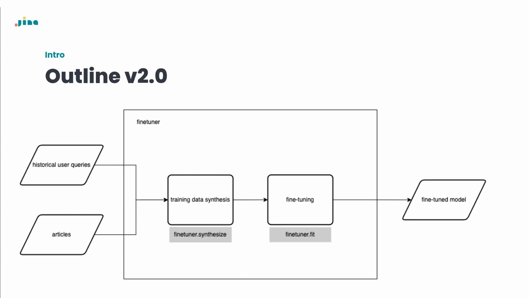Or to make it more graphical, if you try to fine-tune a model, usually you have some articles, documents, whatever, and some historical queries of users, or you don't have them, depends. And then you somehow need to prepare training data. This is the second part of the talk. After you have the training data, you will fine-tune. This is the first part of the talk. And at the end, you get a fine-tuned model, which you can use in production.